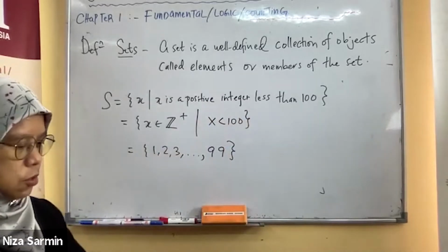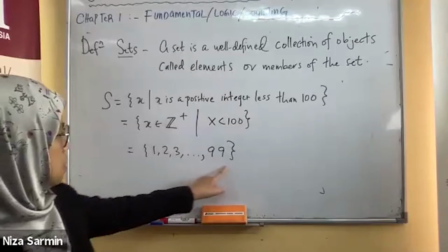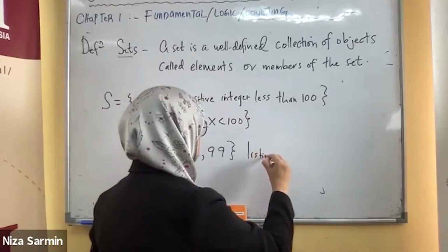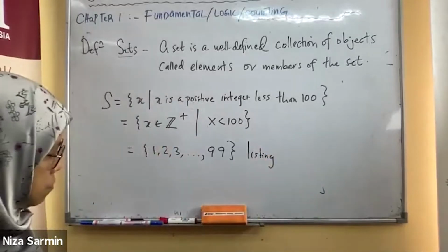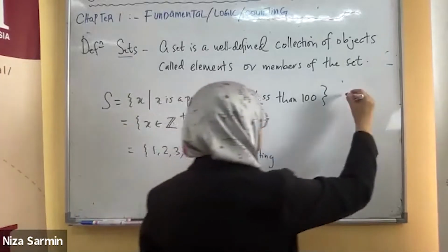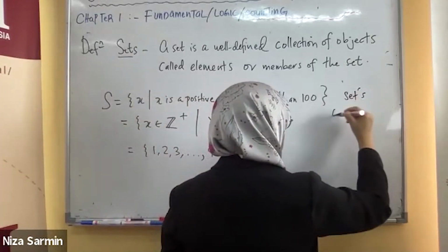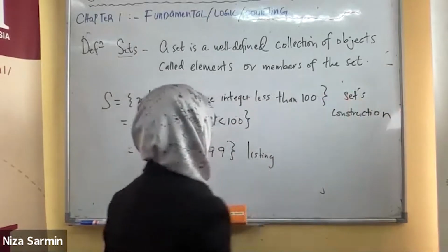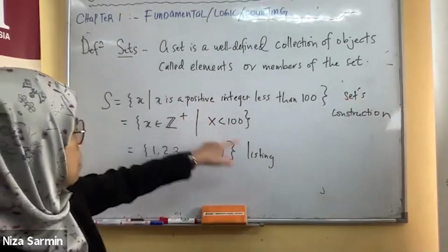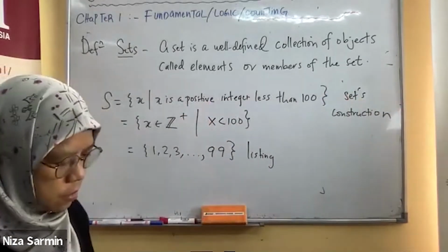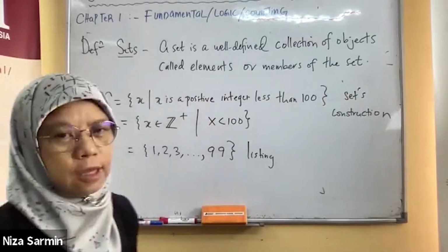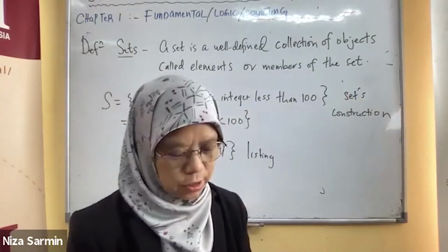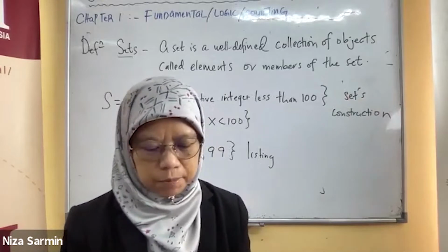Okay, move on. So this is called the listing. This is called the listing. Okay. And this is called set construction. For this one. Or this one. This is the listing. Okay. Then you can define whether an object is in the set or outside of the set. There are more examples there.